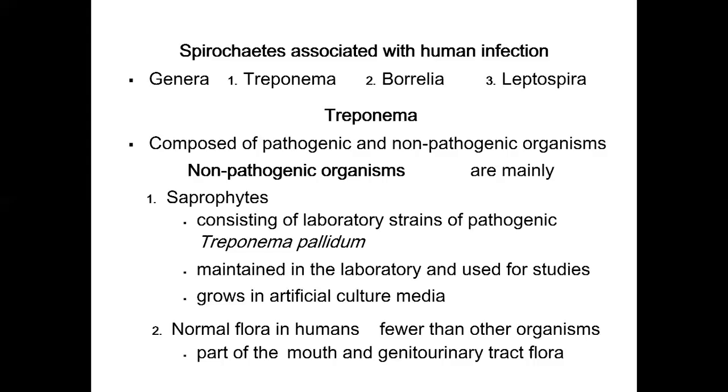As a genus, it covers many organisms, and it's a mixture. There are some which are pathogenic to humans, and there are some which are non-pathogenic to humans. Among the non-pathogenic species of Treponema, there are some which are encountered as saprophytes.